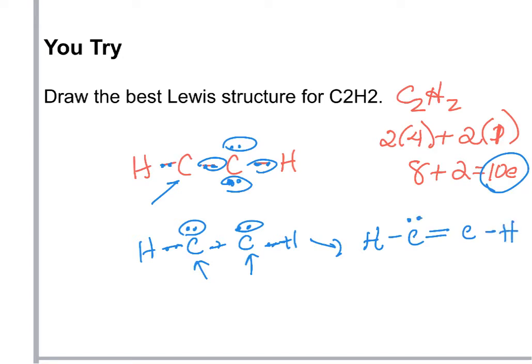Okay, so you may just try making a double bond, but then you would see one carbon has an octet and the other one doesn't. So the final correct structure for this is a triple bond between the 2 carbon atoms. So again, this just takes some practice, but it's not hard. You have to get used to it.